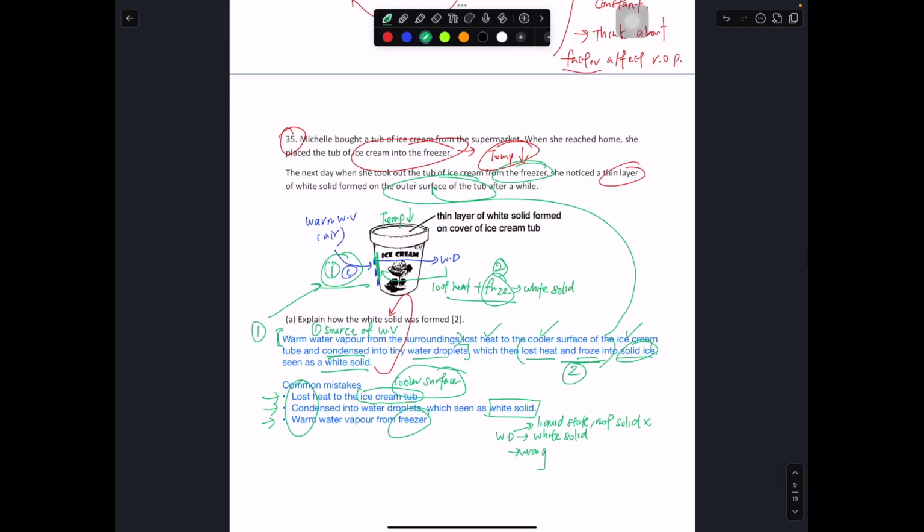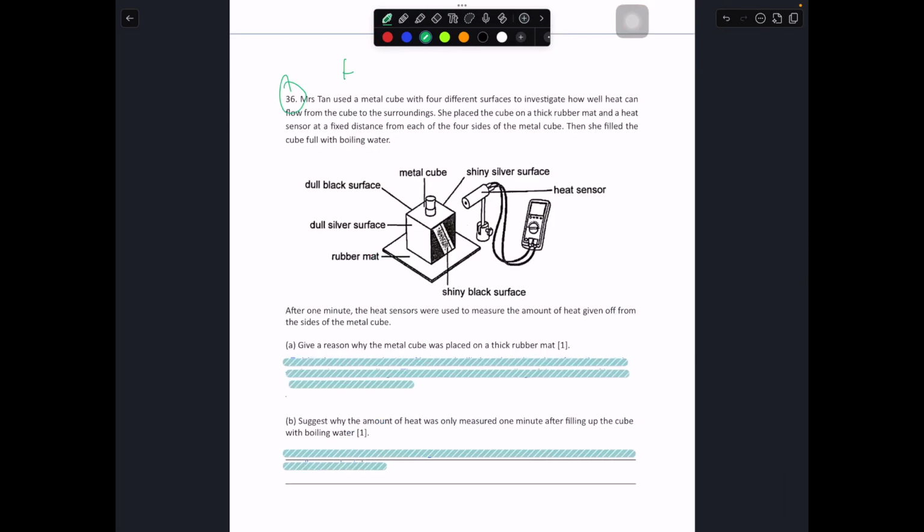So question number 36 is about heat. Basically, Miss Tan uses a metal cube with 4 different surfaces to investigate how well heat can flow from the cube to the surroundings. So the cube is being heated up, and the heat will flow into the surroundings, in this case through all the 4 different surfaces, and you have a heat sensor recording the amount of heat given out by all these 4 surfaces. So you probably will have 4 heat sensors in this case.